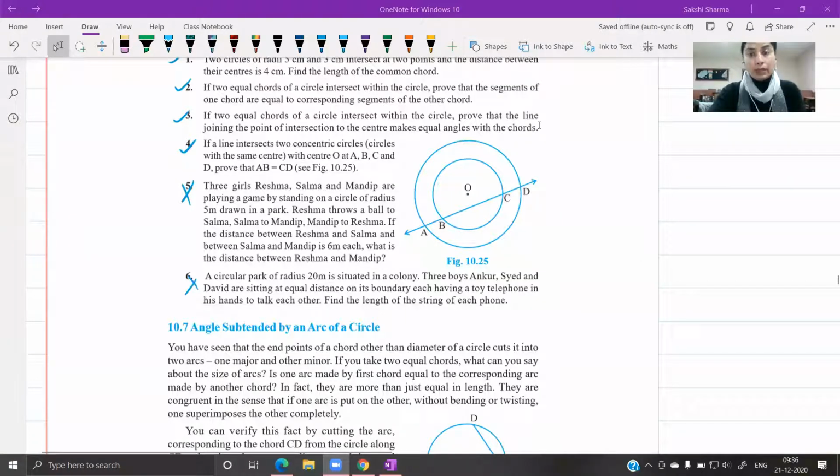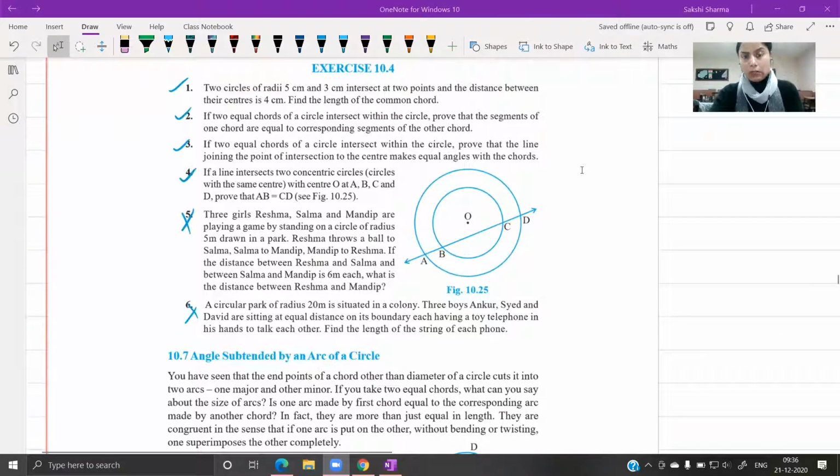You don't have to write down the theorems, you just need to remember these results. The ones whose proof is given in the book, the ones for which I have made you write down the proof properly, only those are to be done. So I think there's just one theorem, 10.1, that we have done till now.